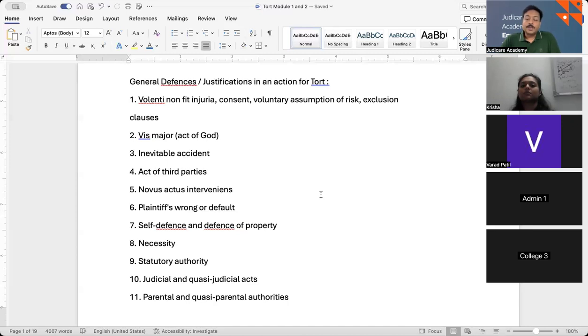Now, if the injured party consented to the risk or danger associated with an activity, I am not responsible for that. That is what voluntary non fit injuria talks about.